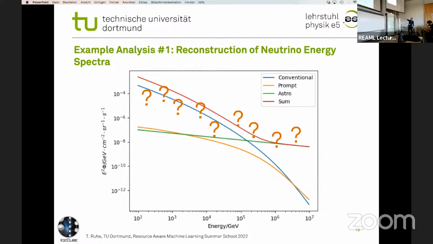So this behaves differently. And then you have the prompt component that we have not seen so far, but expect to be there, behaves somewhat differently, larger flux for the conventional component. And then as a sum, you see a flattening towards higher energies. And this flattening can then be interpreted as no longer conventional atmospheric neutrinos, because the flux is so small at these energies. So this has to be astrophysical neutrinos, for example.